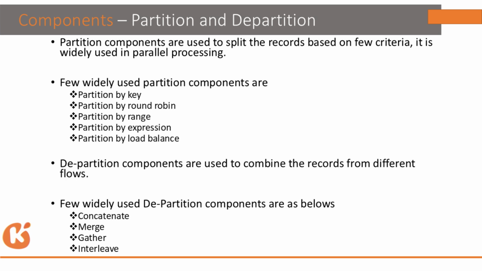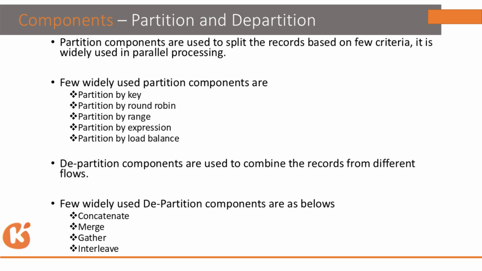There are multiple partition components: partition by key, partition by round robin, partition by range, partition by expression, and so on. The way of partitioning the data is different in each of these components. We're going to see that in the upcoming session. We need to know how the data should get partitioned, and based on that, we can pick and choose which partition component to use.